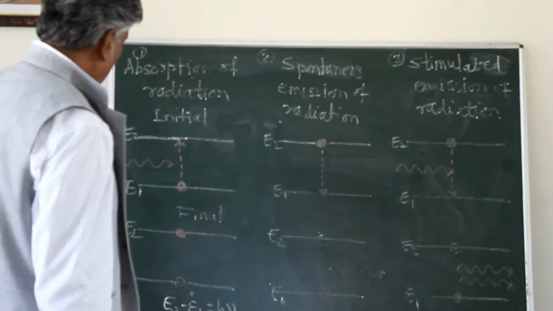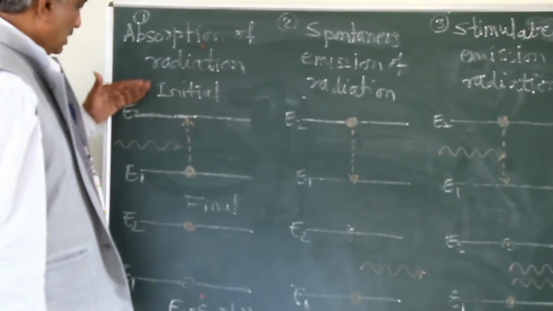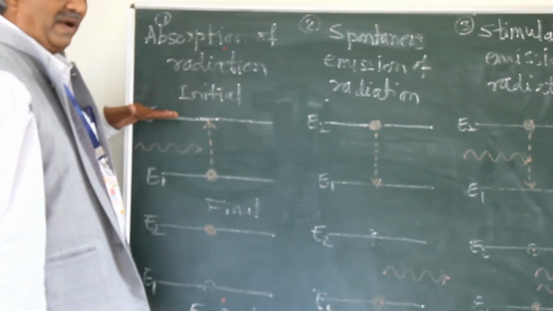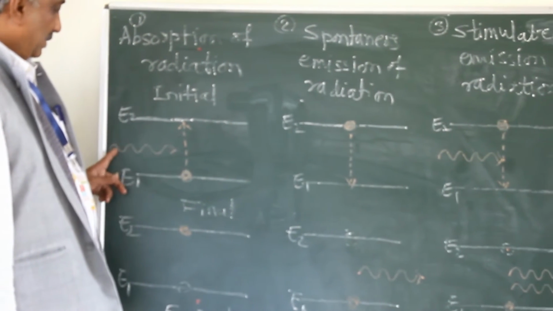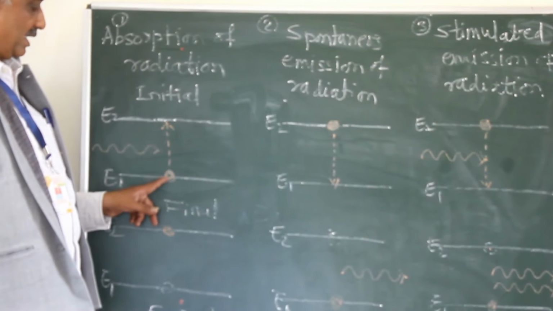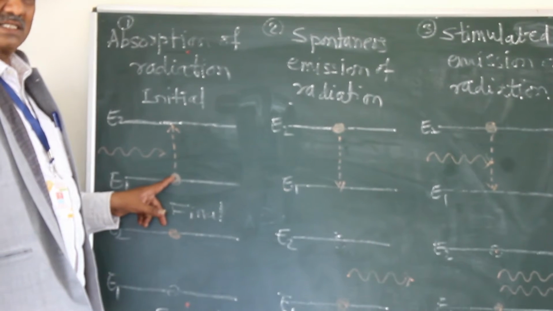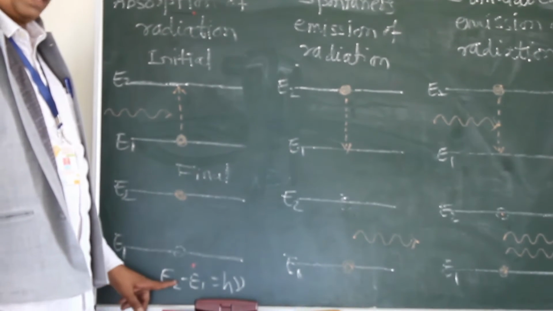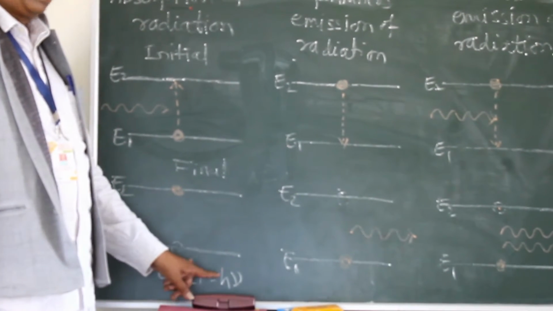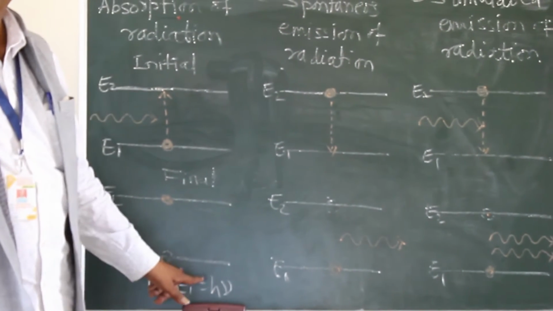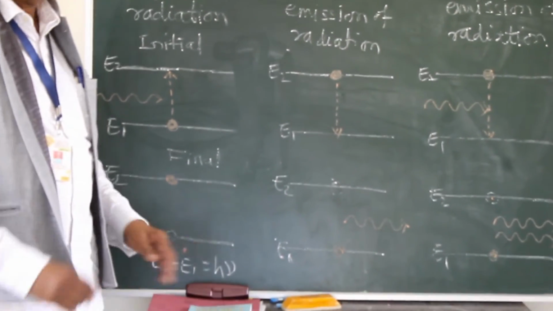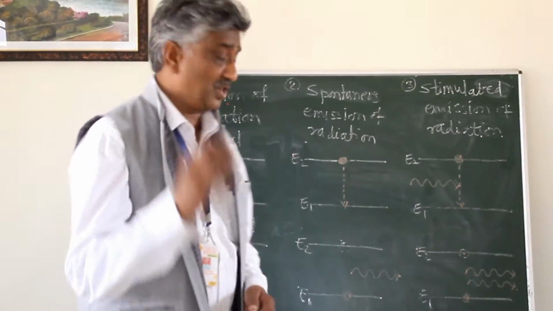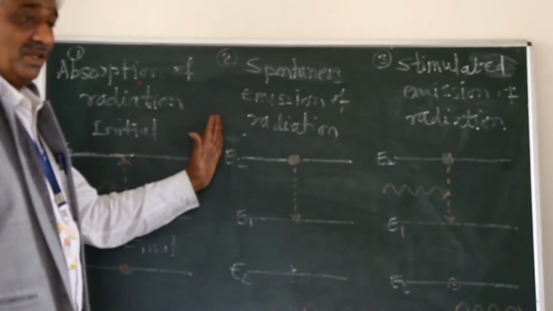Now, in this case what will happen? Suppose E1 is the initial state of the atom or molecule, E2 is the final state. Then after absorption of the radiation, the atom or molecule goes from this lower energy state to higher energy state, which is shown here. So the difference E2 minus E1 equals h nu. Here nu is the frequency, and h is the Planck's constant, as h nu is nothing but the photon of that radiation. Spontaneous emission.